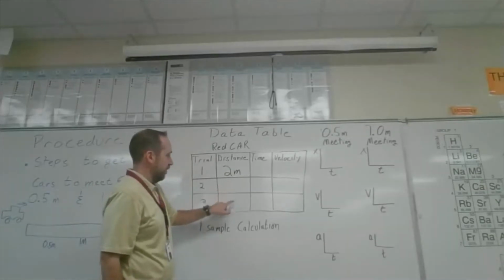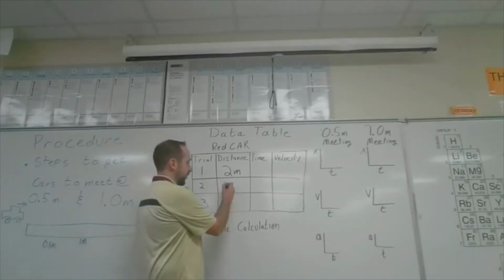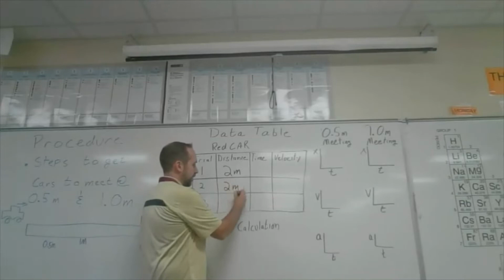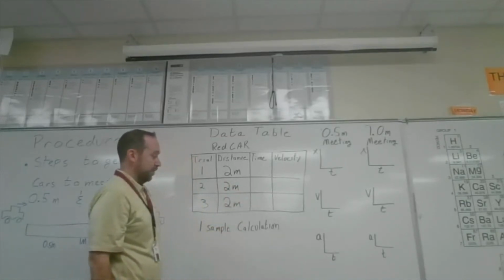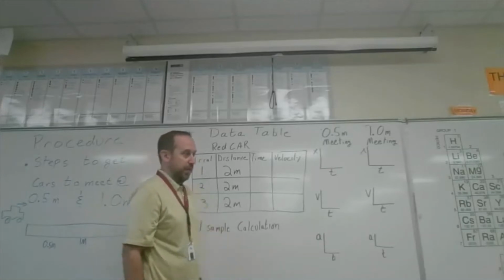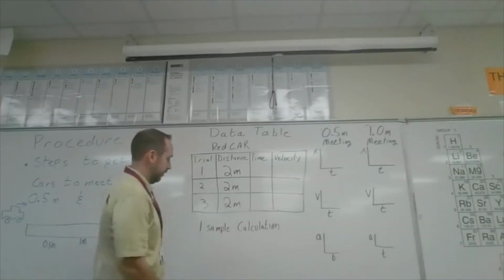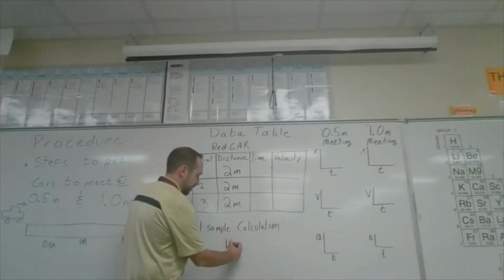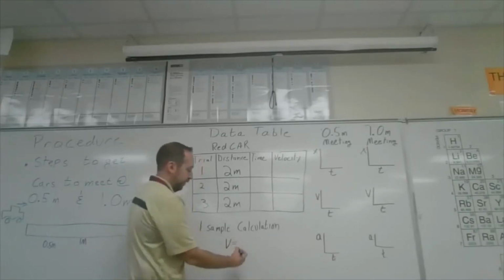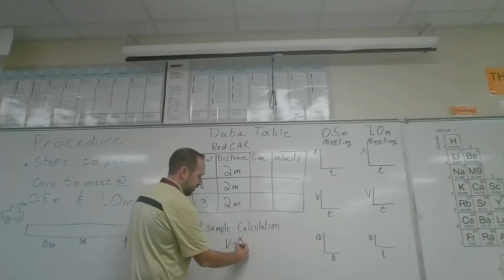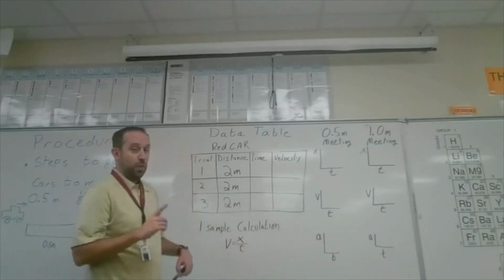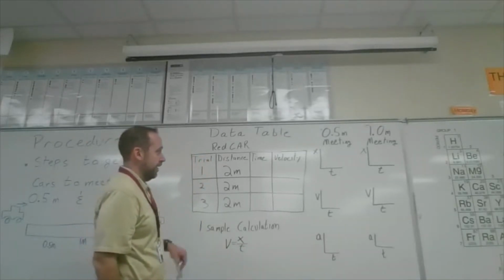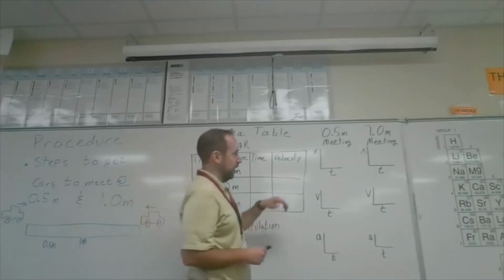So you want to do that 3 times. The distance for all of these is going to be 2 meters. And then we could do a sample calculation to figure out how fast it was going. So velocity is going to equal how far it traveled, the displacement or distance, over time. And I just want you to show one sample calculation for that. And then our third part is going to be doing a graph.